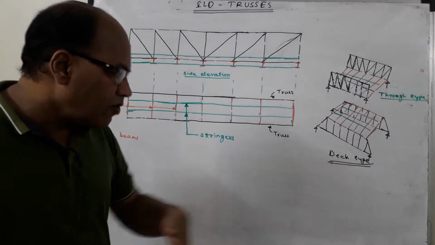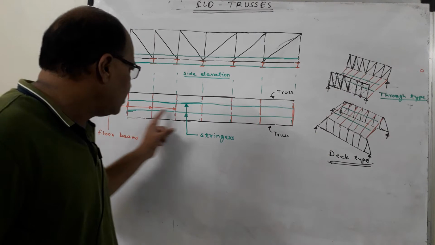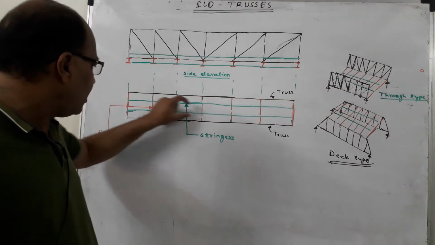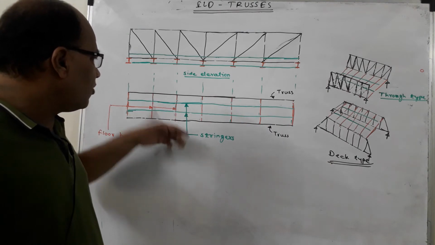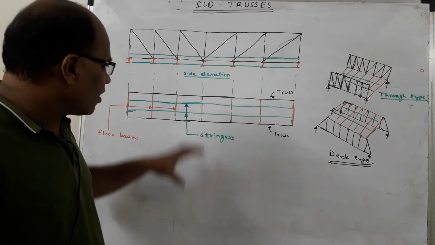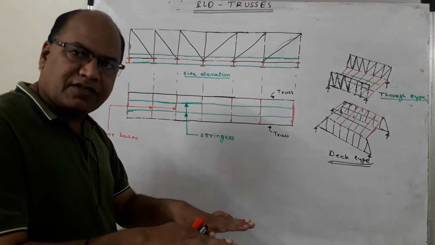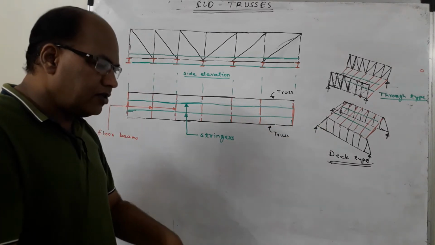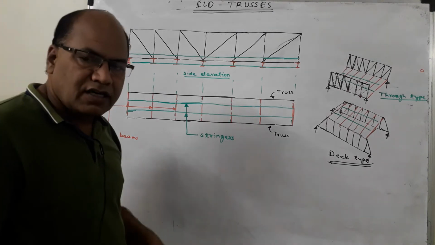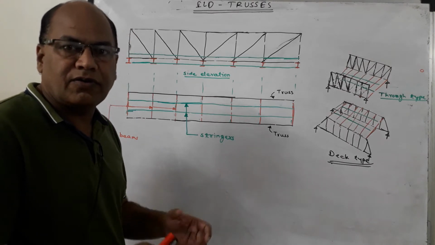So the concrete floor is supported by means of stringers. These are the stringers which I have shown by means of green lines. Now on the top of these stringers, it is the plan of the floor system. Stringers are along the length, and the floor is placed on the top of the stringers. Now these stringers are supported by means of cross beams called cross girders or floor beams.